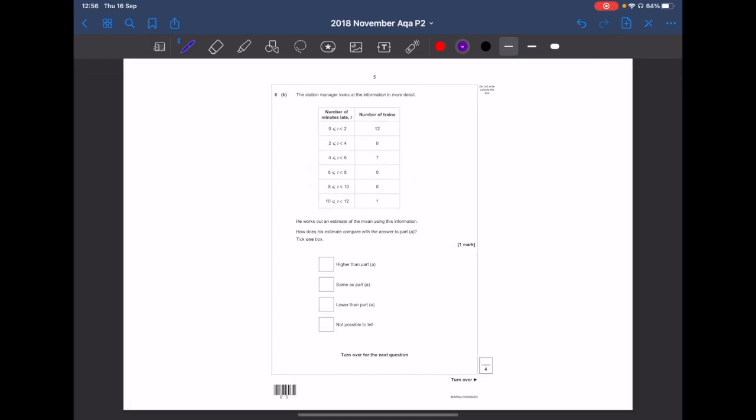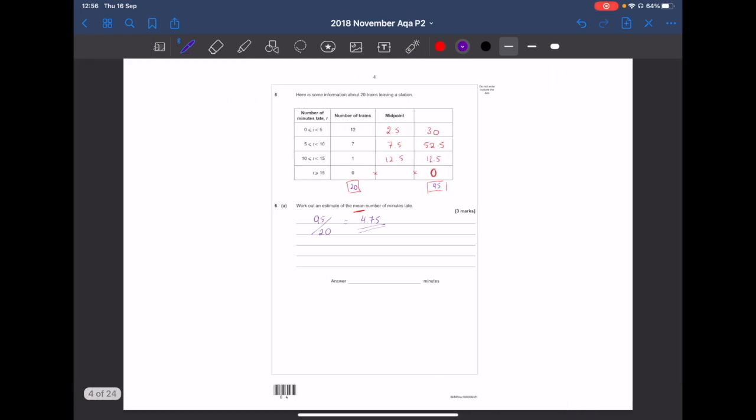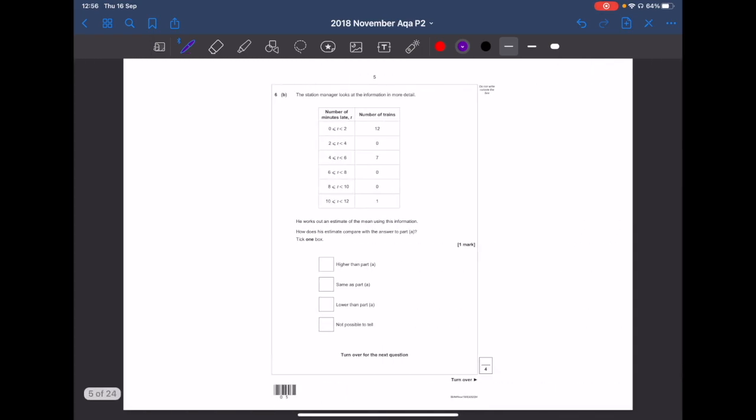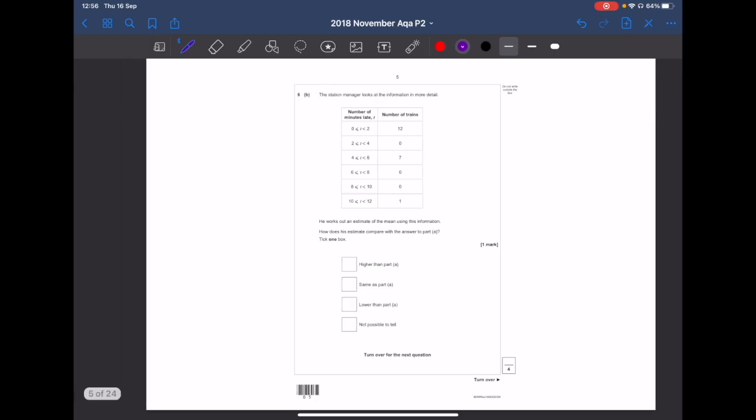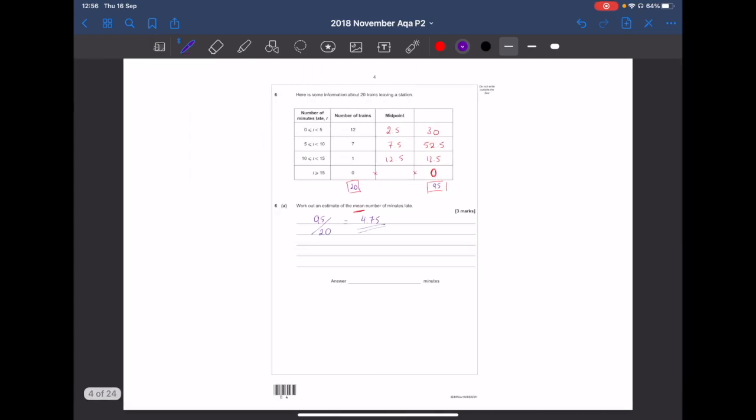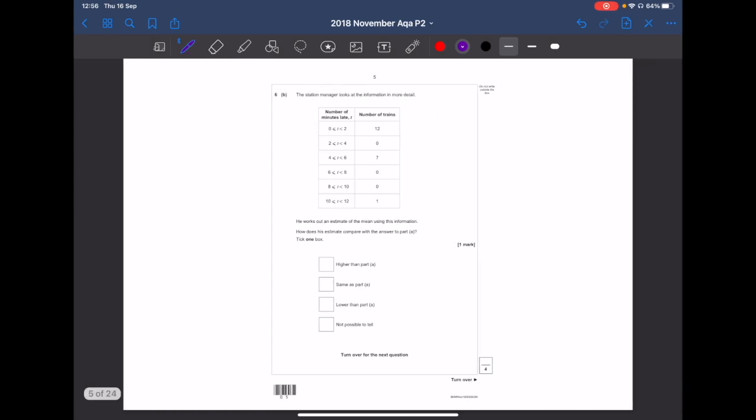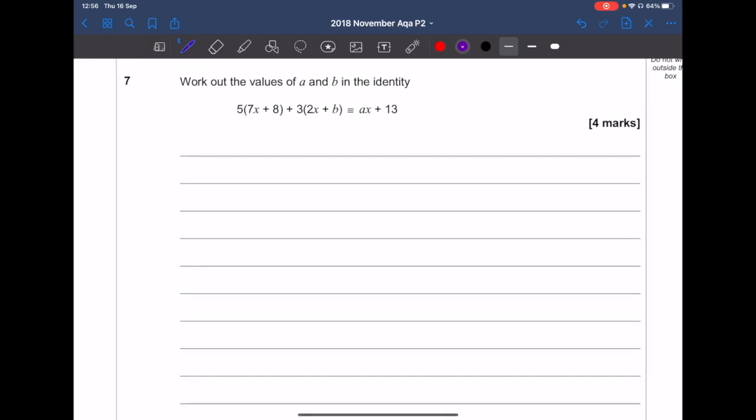If you're looking at the numbers, we've got 0, we've got 12, 2 and 4, 0. So we've still got the same number of trains. And you've got to be thinking, it's got more information. So an estimate for the mean for this information would actually go lower because it's got more different sections. So therefore lower than part A, because they've broken it down into more sections. So lower than part A. Work out the value of A and B.